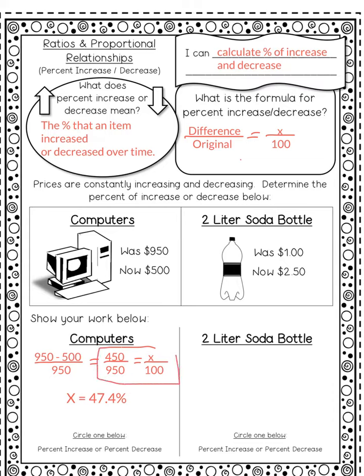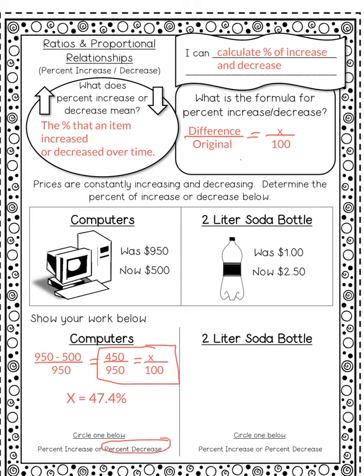When we solve this proportion, we end up with 47.4%. Now we notice that the price of the computers went down, so we circle at the bottom that it is a percent of decrease.